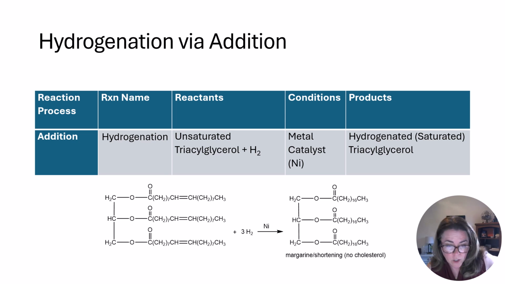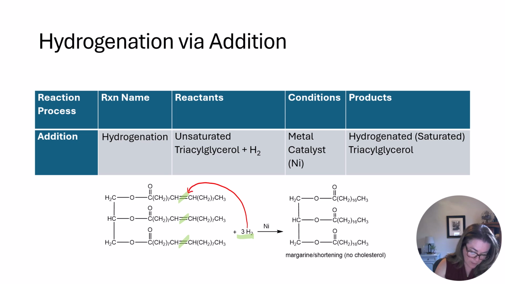Okay, so in this particular example, we have three double bonds, right? We've got one double bond in each of our fatty acid tails. So that means we are going to be reacting that with 3 hydrogen atoms. Now remember that those hydrogen atoms are going to break that double bond, creating saturated carbons. And so what we then get is a saturated set of fatty acid chains.